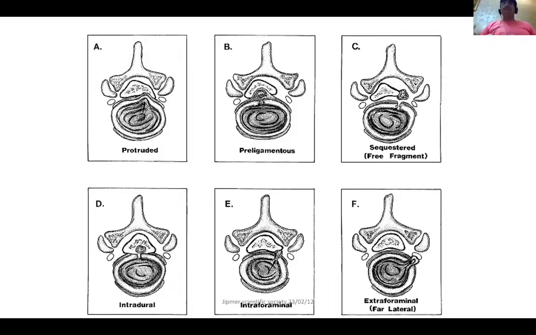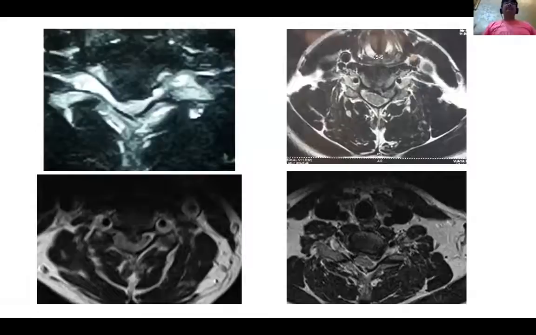Let us see some examples of MRI. You see here, the first picture, it is a central disc prolapse. It has to be approached by anterior. There is no doubt about that. But you see the next picture of a posterolateral disc prolapse. As you see here, it can be done anteriorly, there's no doubt.